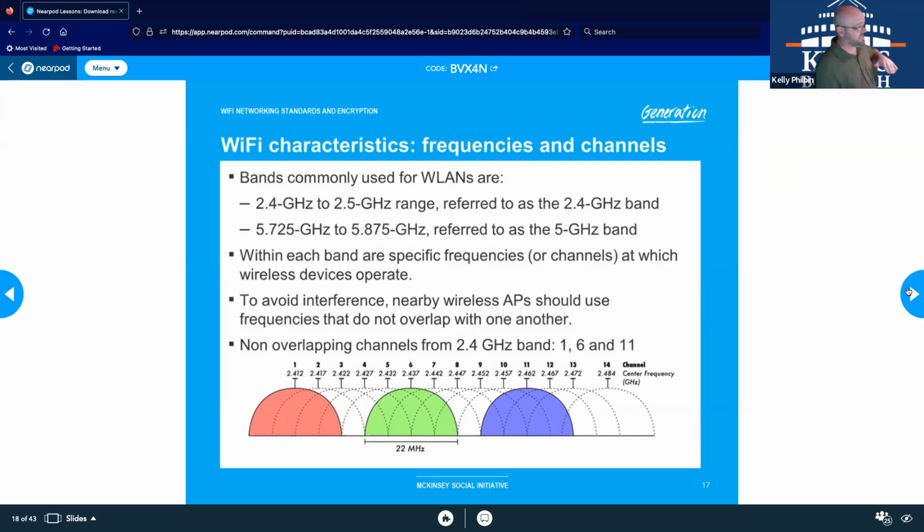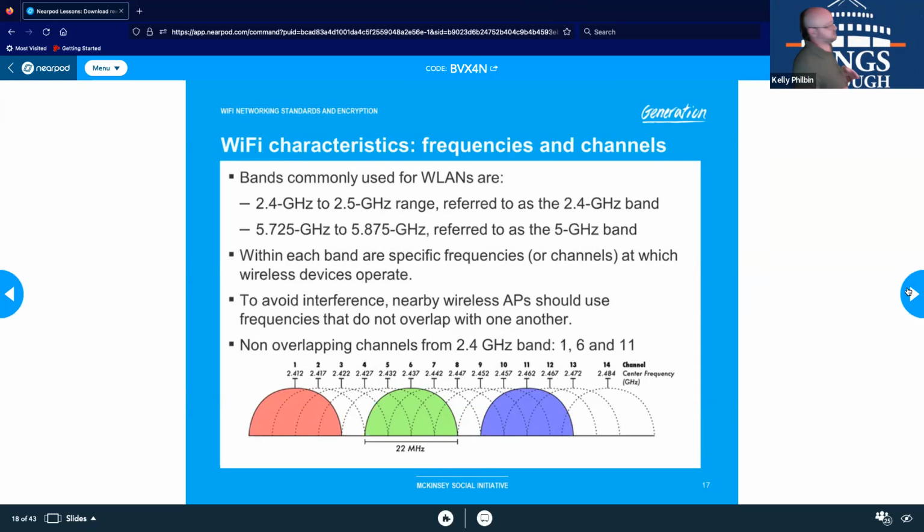So to avoid any kind of interference with nearby access points, we need to try to use frequencies that do not overlap. If you live in apartment buildings, this is a really big thing, where you have a whole bunch of Wi-Fi routers near each other. Unfortunately, they talk over each other, and it could be hard to find a channel or a signal that you can operate on.